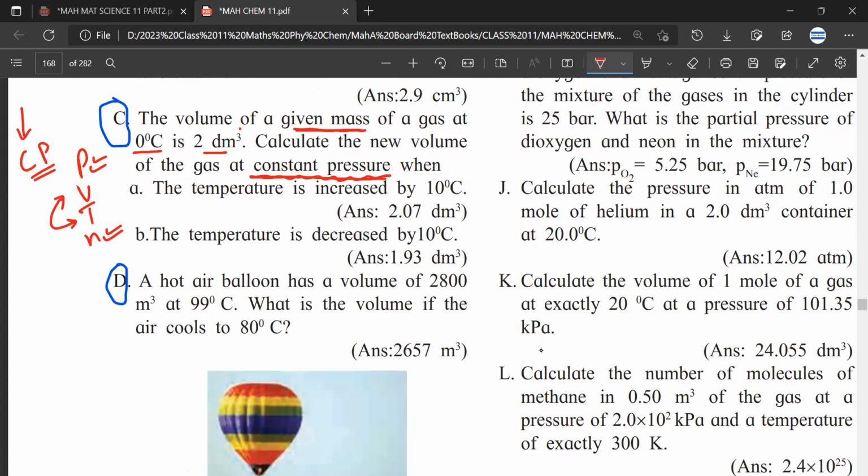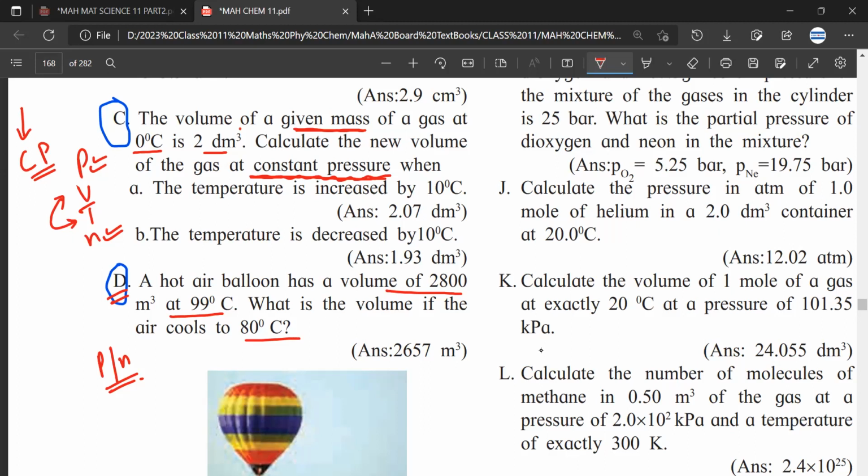Then at times you will have to make some assumptions also. For example, if you see part D, a hot air balloon has a volume of 2800 at 99 degrees Celsius. What is the volume if the air cools to 80 degrees Celsius? Now, they are not saying anything about the pressure or the number of moles. But because no other information is given, I'll have to assume that Charles law would be applicable here. Have you understood what I've said?